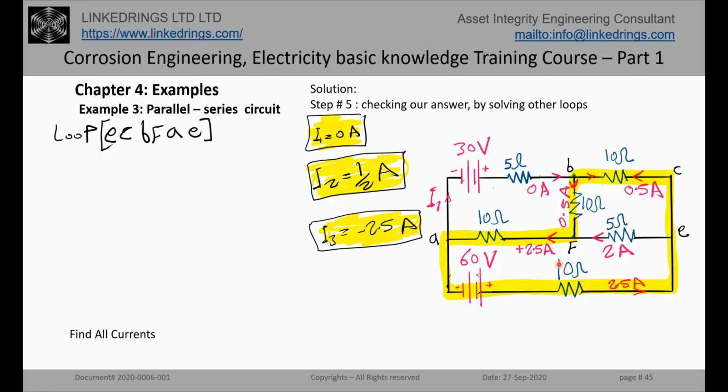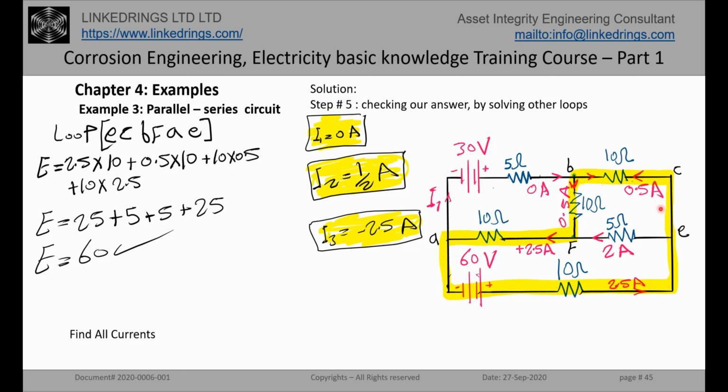Now, let's make a checkpoint. We need to confirm that our solution is correct. So let's take another law, this yellow highlighted loop, E, C, B, F, A, and again E. So it's this direction. So 60 equals 2.5 times 10 plus 0.5 times 10 plus 0.5 times 10 plus 2.5 times 10.